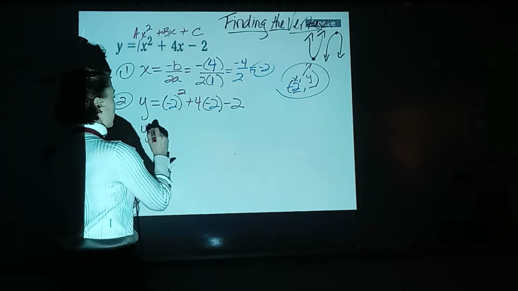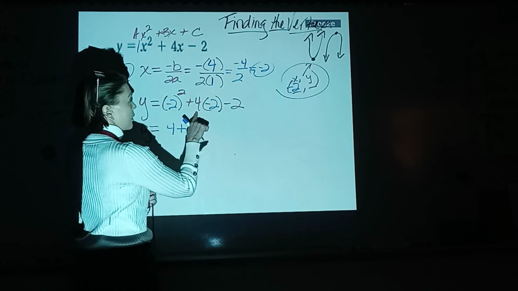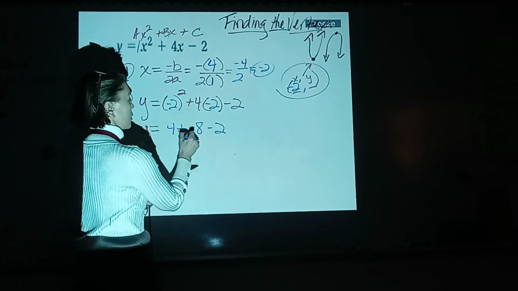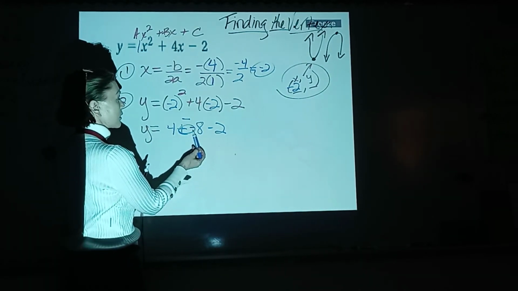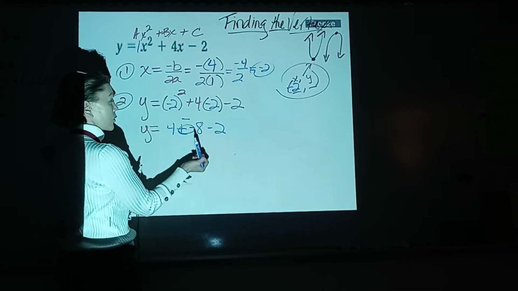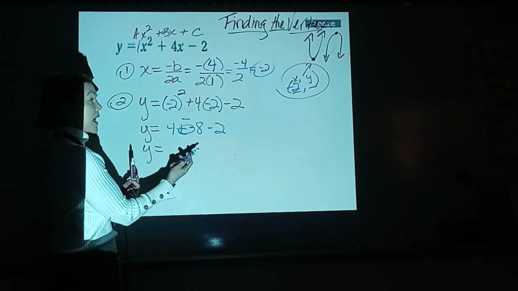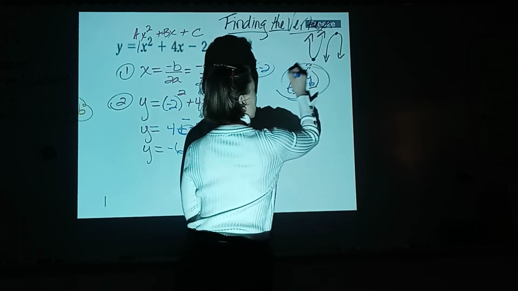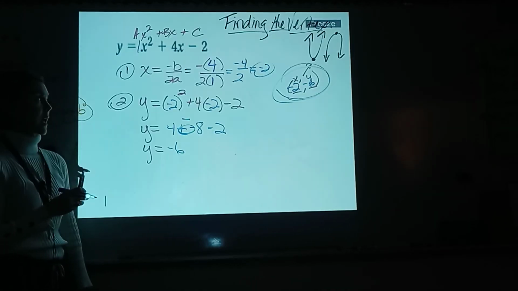So y is equal to, what comes first? Exponent. So negative 2 squared is 4. 4 times negative 2 is negative 8 minus 2. We're adding a negative. So we circle, they're opposite, they disagree, so bring down your sign. So 4 minus 8 is negative 4. Negative 4 minus 2 is negative 6. So what is our y value? Negative 6. So everyone circle that again. That's the 2 steps to find the vertex.